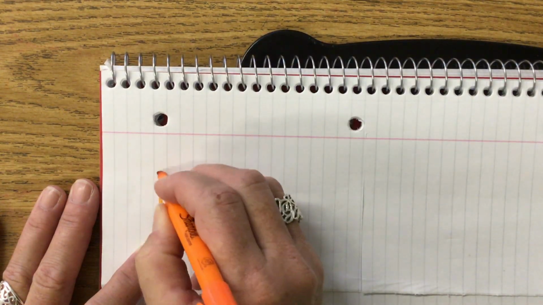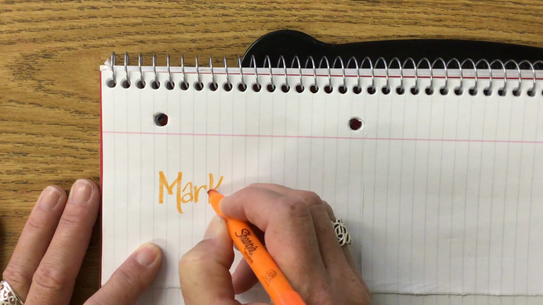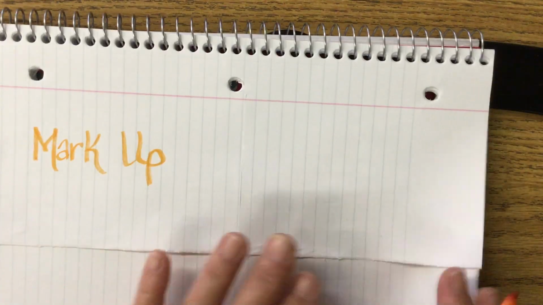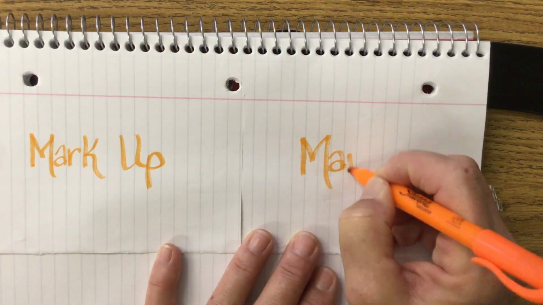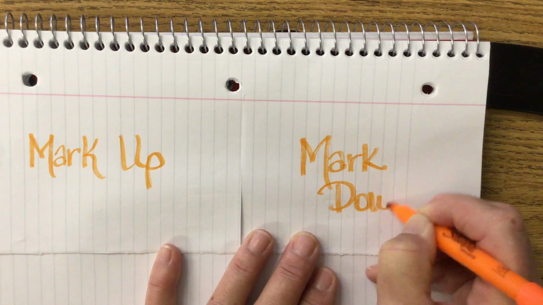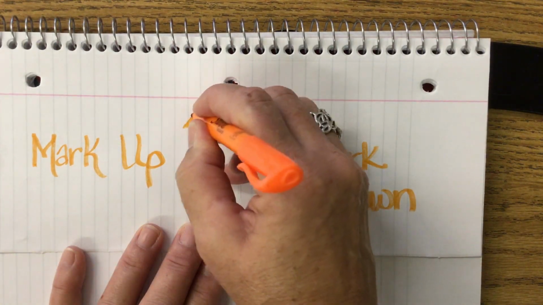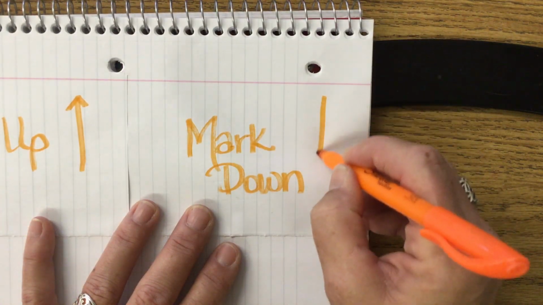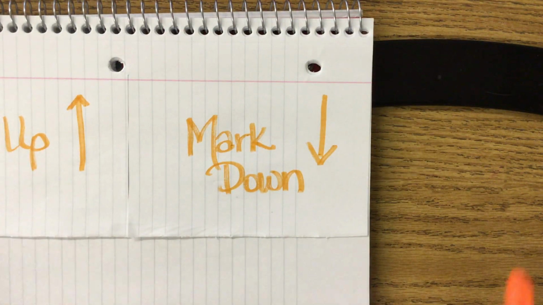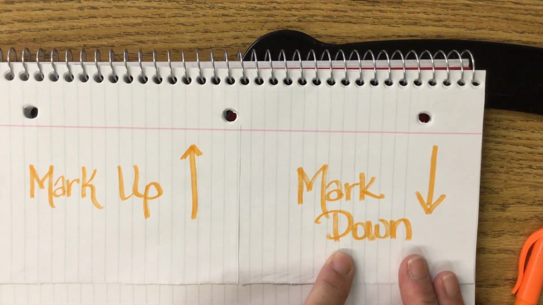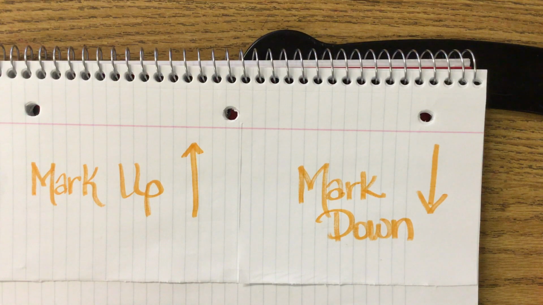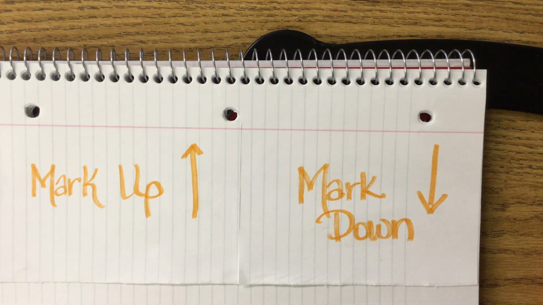So what we're going to do is talk about markup and markdown. So when we're marking up, the price is going to increase. If we're going to mark down, the price will decrease. Okay? And there were some fancy words. We talked about a discount, and we talked about making a profit. Okay? All right, so let's look at some examples. Let's pretend, and I'm just going to draw a line that goes right down the middle to keep those two separate.